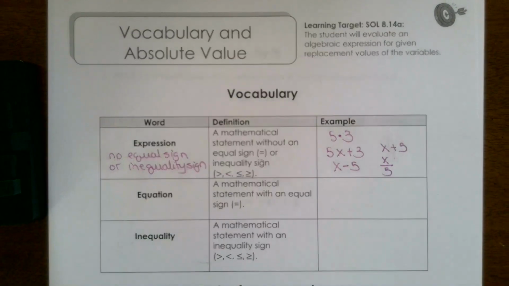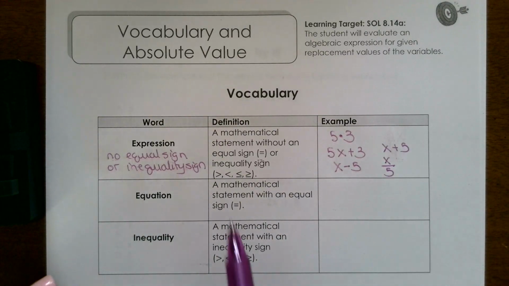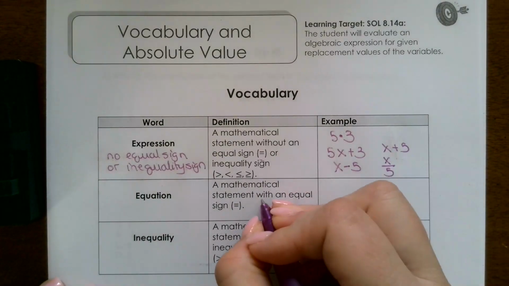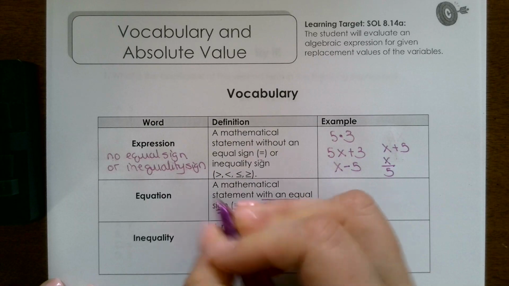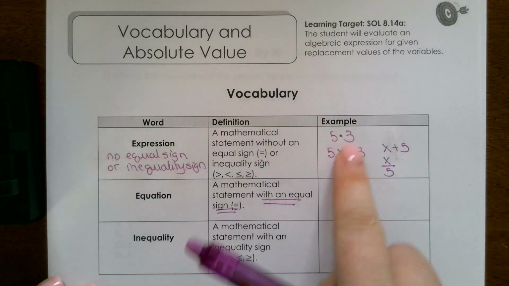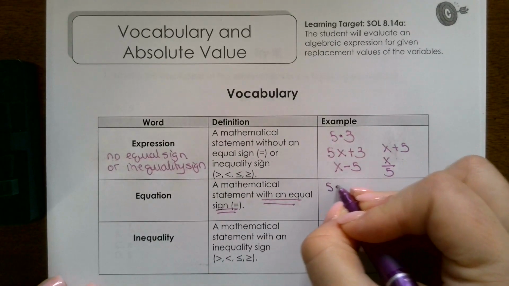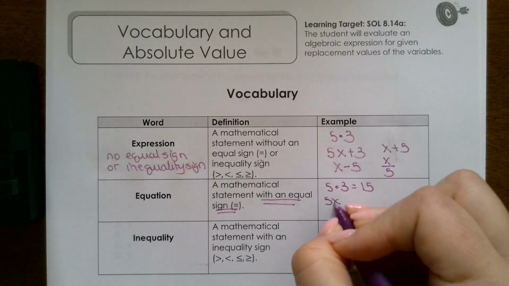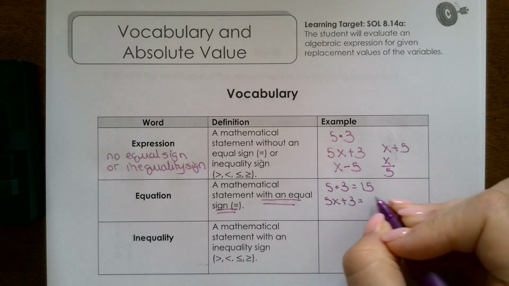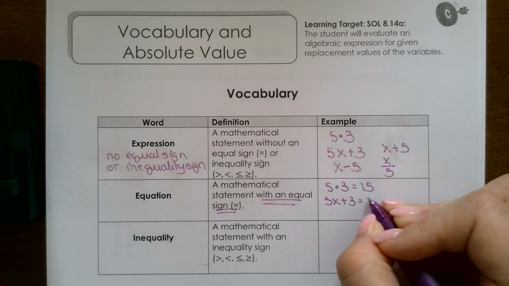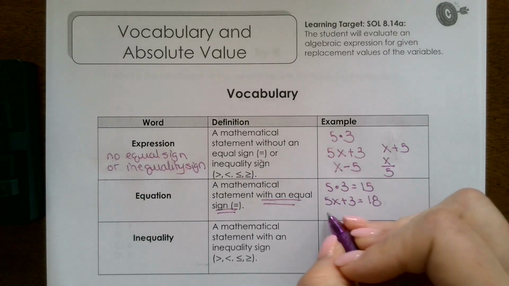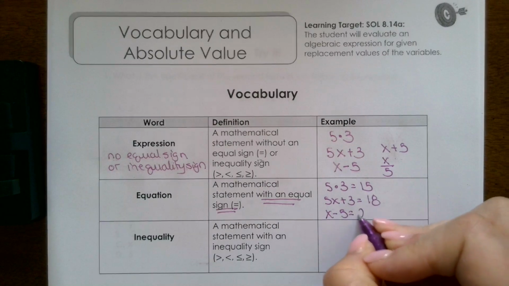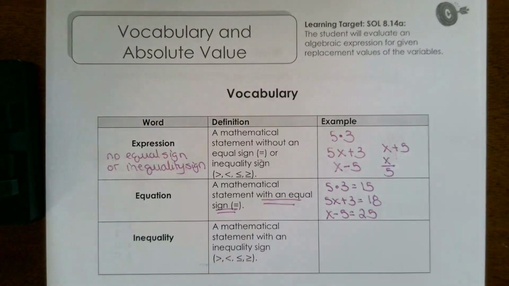An equation, on the other hand, is a complete mathematical sentence. So it's a mathematical statement with an equal sign. Bringing in these examples, 5 times 3 equals 15. I've now made that expression an equation. 5x plus 3 equals maybe 18. x minus 5 equals 25. And so on. As long as there's an equal sign, you've got an equation.